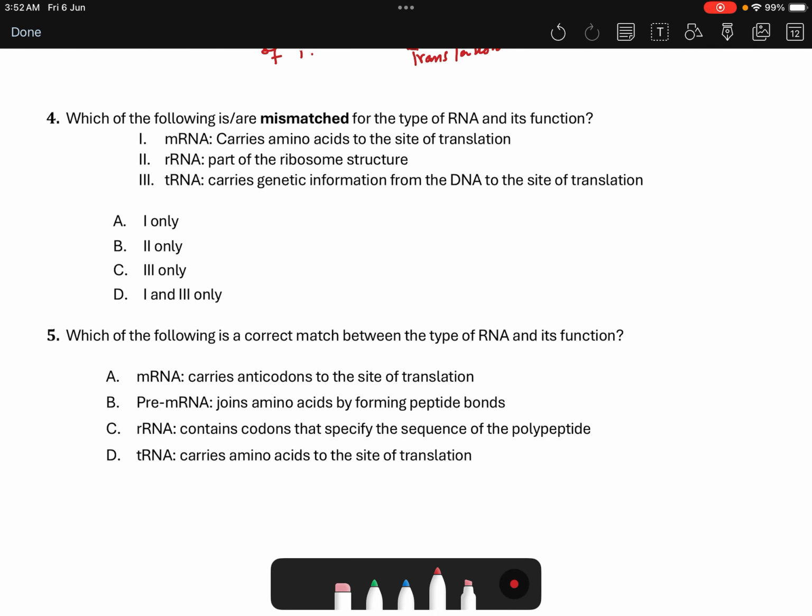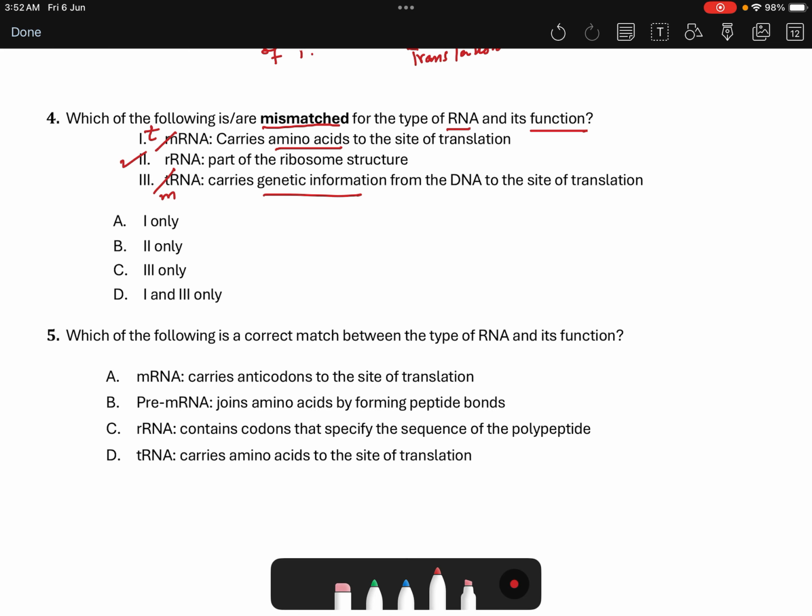Okay, moving to the questions. Which of the following is a mismatch for the type of RNA and its function? So basically we are going to label them with function. First one, mRNA carries amino acids. No, it should not be mRNA, it should be tRNA. rRNA is a part of the ribosome structures. Yes, that's correct. And tRNA carries genetic information. No, this should be mRNA that carries the genetic information from DNA to the site of translation. Good.